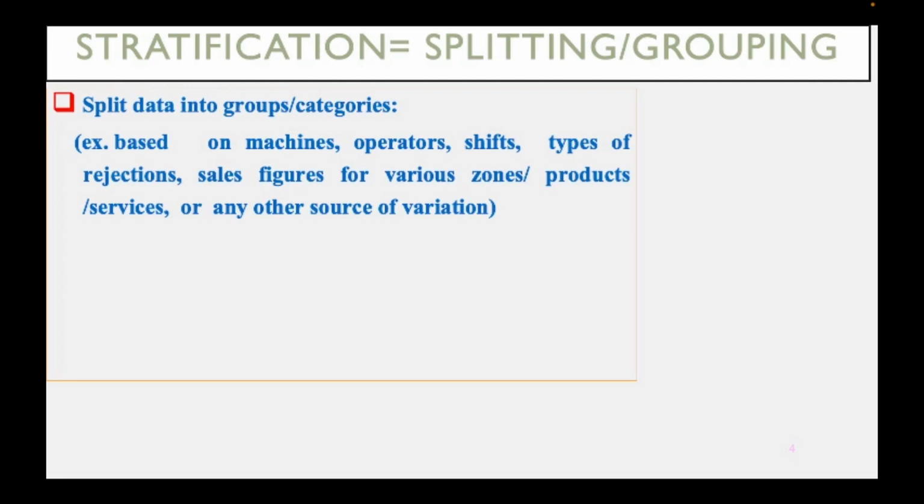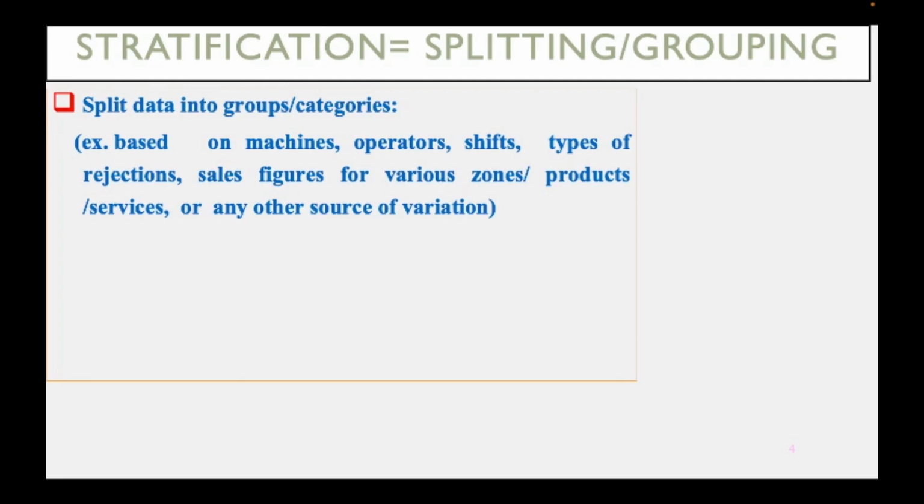Also, grouping can be done on types of rejections. As per the Pareto principle, we should go for those rejections which are vital, which are high cost and important. So if you know the types of rejections happening, you can segregate them using the stratification tool and then hand pick those rejections which you can choose to improve through corrective actions.